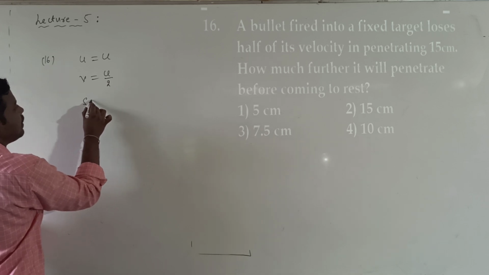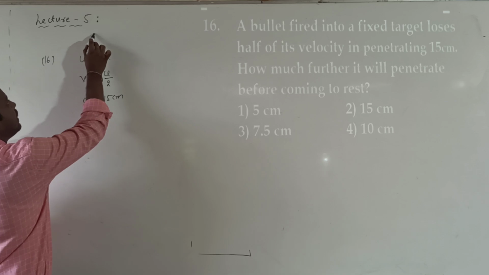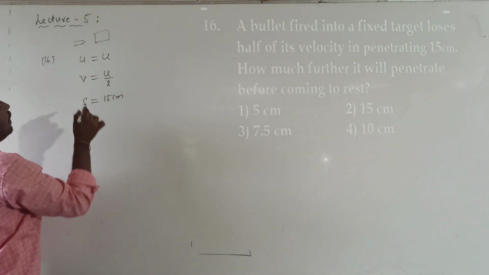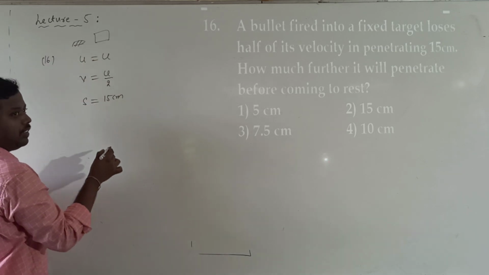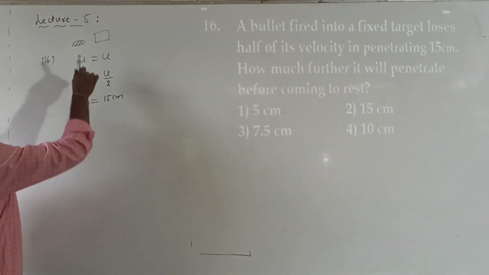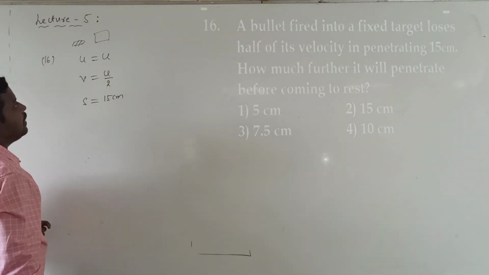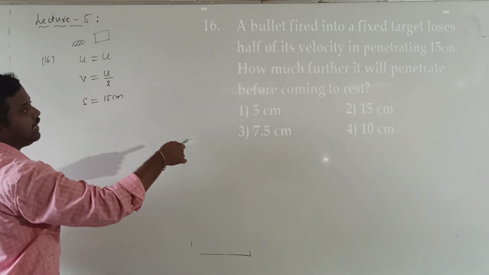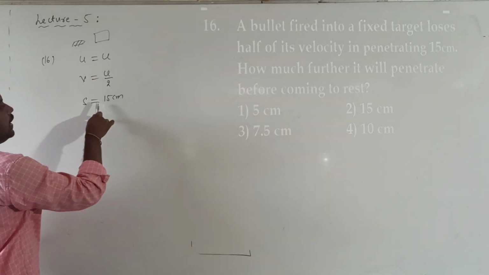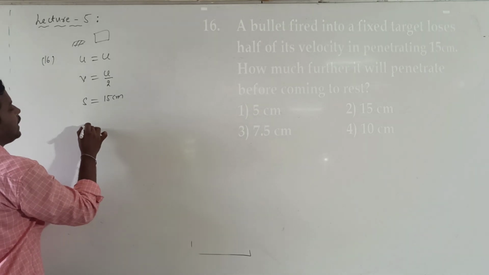What is the distance traveled value given as? Distance is 15 centimeters. So let me consider this is one target. Bullet is fired into the target. When we fire the bullet into the target, because of the opposition offered by the target, the velocity of the bullet decreases. So velocity is not given. Initial velocity, if I call it as U, then final velocity is half of the initial velocity, U by 2. Then S value is equal to 15 centimeters. Motion of the bullet is uniformly retarded motion.